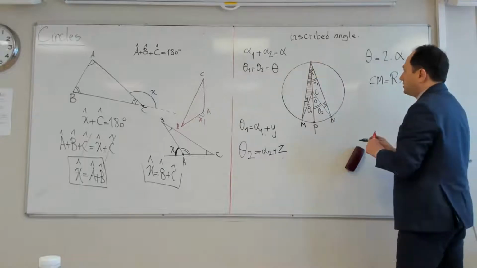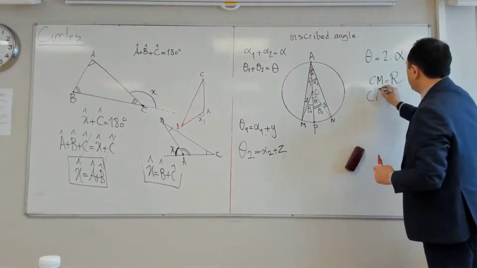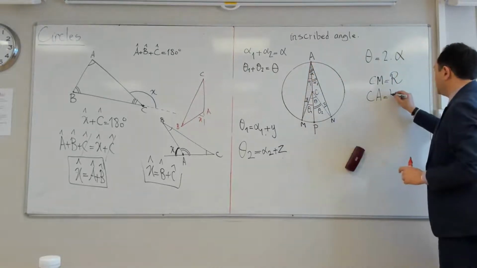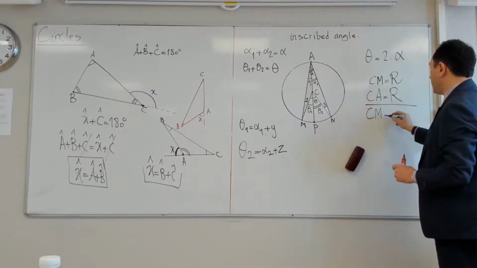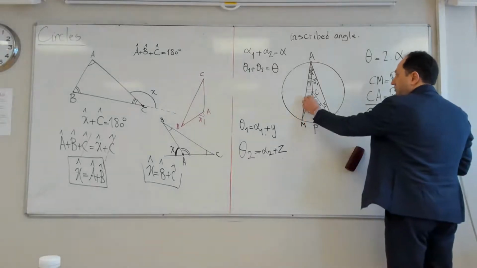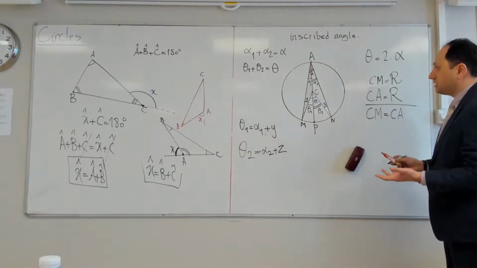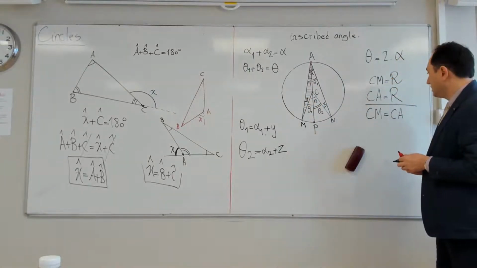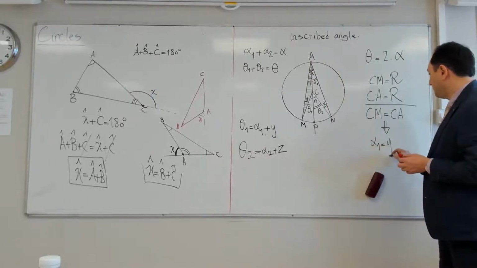Let me ask you the same question here. Let me give this name A. What is C to A? From C to A is also from the center to the rim of the circle, which is R again. So this means that actually there is no difference between the length of CM and the length of CA. So this means this very narrow triangle is an isosceles triangle. And when it is isosceles, it means that these two angles are exactly the same. Yes? So this means that alpha 1 is equal to y.